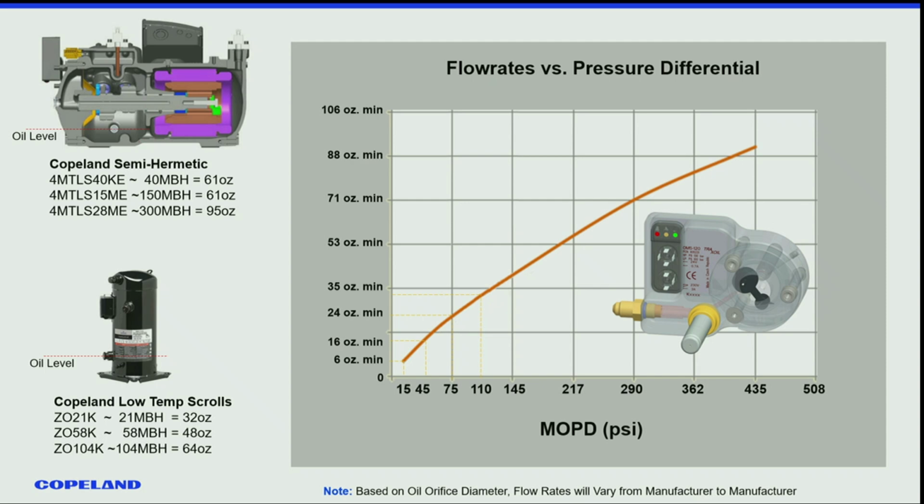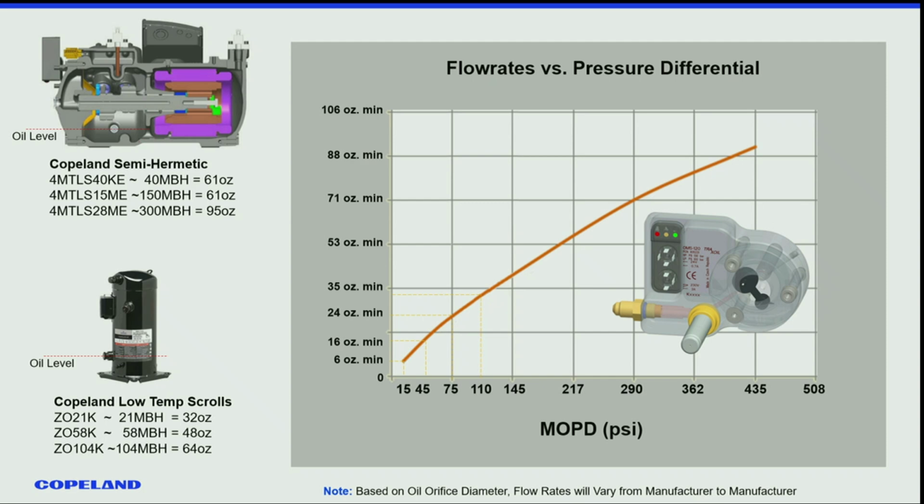The 6 smallest versions have 61 ounces of oil in them, and the largest models have 95 ounces. And really that's midway through that sight glass. That's really what the volume of oil is, okay? And scrolls are 32, 48, and 64.